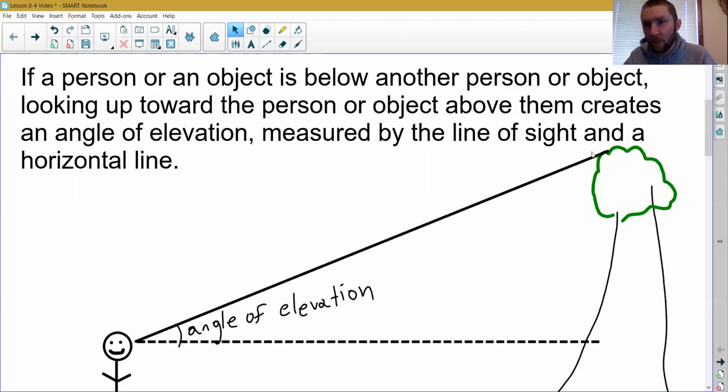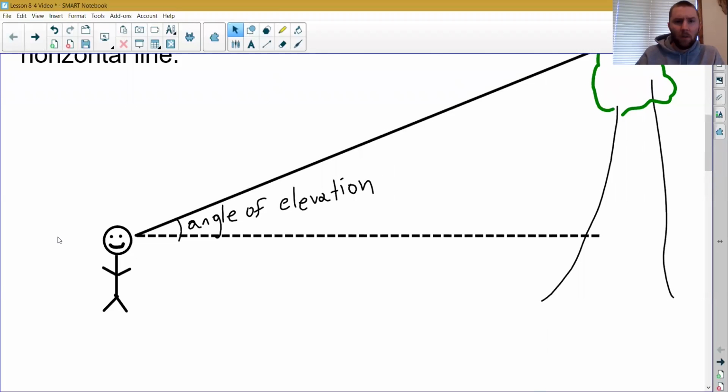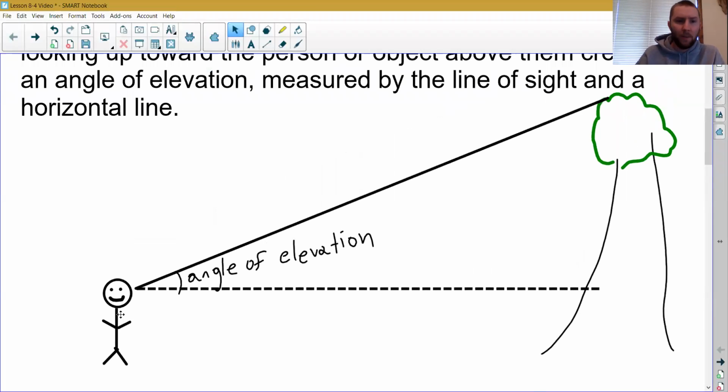Here's an example for you. Here's a person standing on the ground, looking up at the top of a tree. They are creating an angle of elevation by looking up. The angle at which they look up, from a horizontal line in front of them to their line of sight to the top of that tree, creates what we call an angle of elevation. An angle of depression is exactly the opposite.